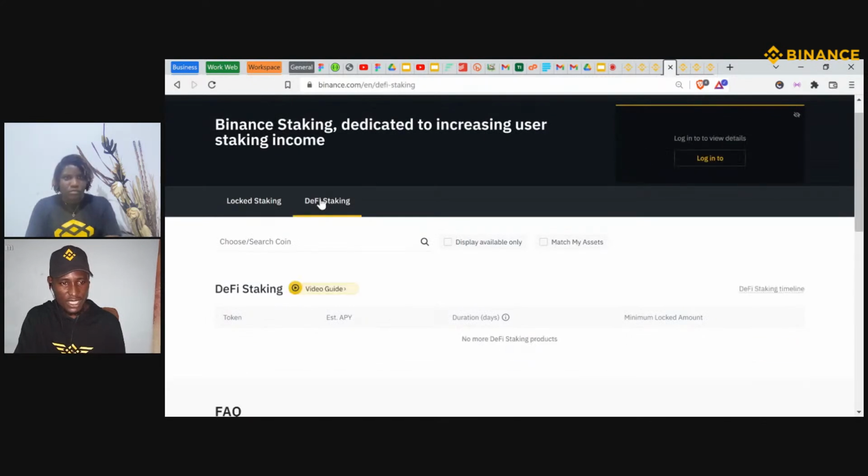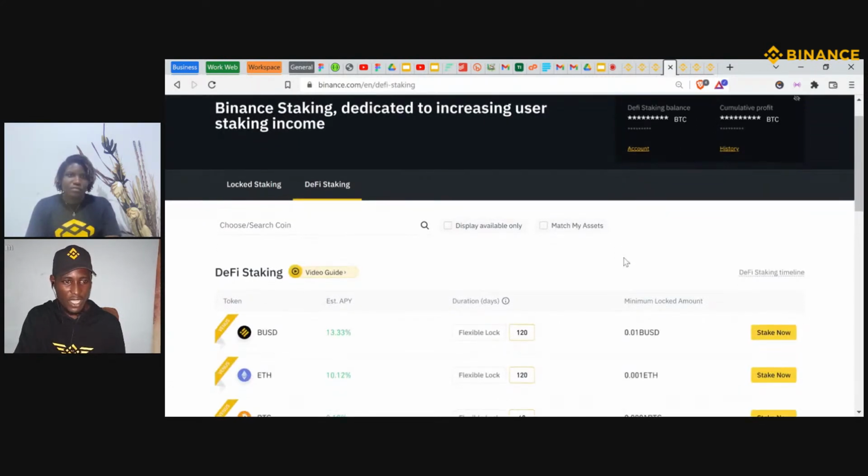Now you have the DeFi staking. Let me tell us the difference between lock staking and DeFi staking. In lock staking, you are staking in proof of stake blockchain projects, while in DeFi staking, you are staking in DeFi lending protocols. That's what you're staking in.